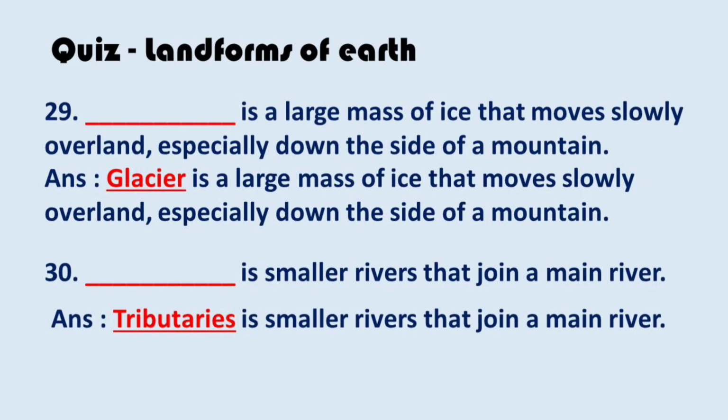29. Dash, is a large mass of ice that moves slowly overland, especially down the side of a mountain. Answer is, glacier is a large mass of ice that moves slowly overland, especially down the side of a mountain. 30. Dash, is smaller rivers that join a main river. Answer is, tributaries is smaller rivers that join a main river.